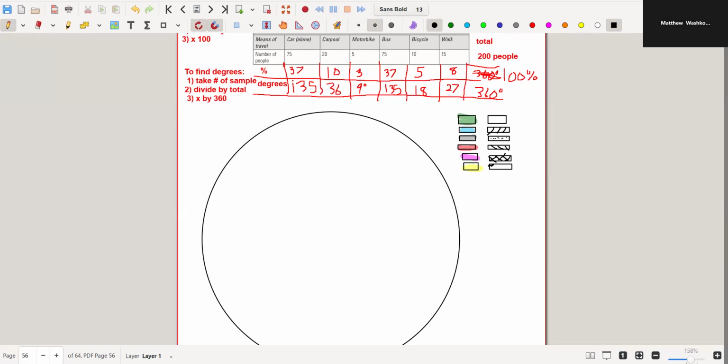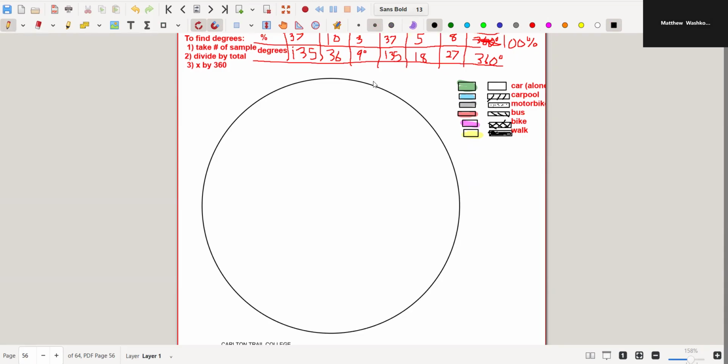Maybe this one here is just black and solid. So you need to have a legend, and then we need to categorize stuff, right? So this is the car alone. This here is carpool. This here is motorbike. This here is bus, bike, and walk. So either of these work. I'm going to use colors just because I can.